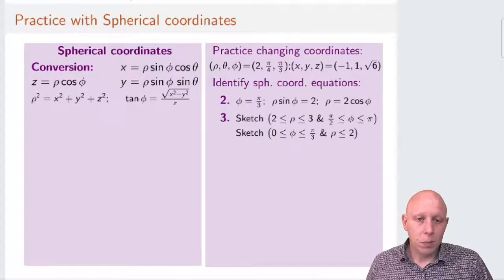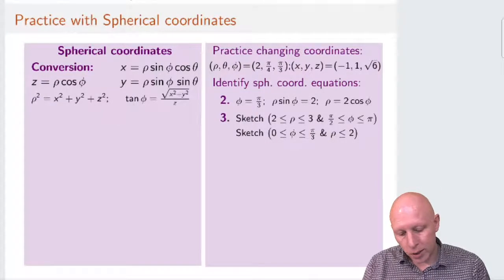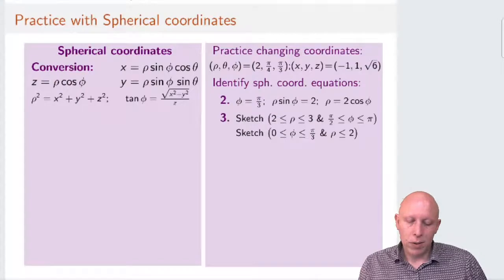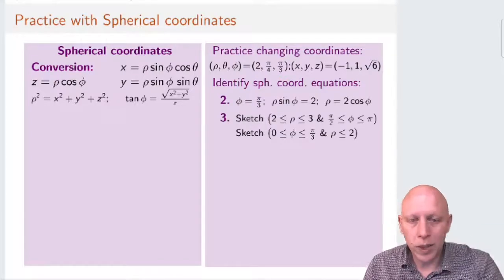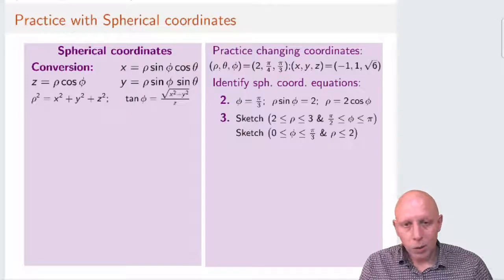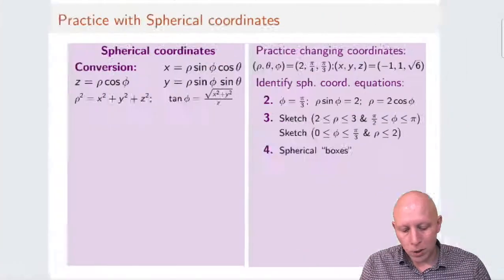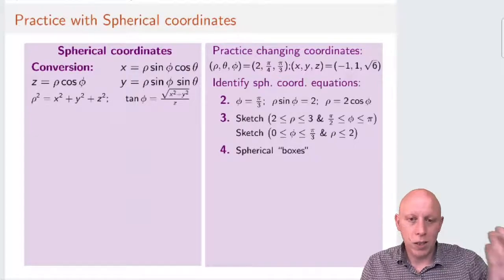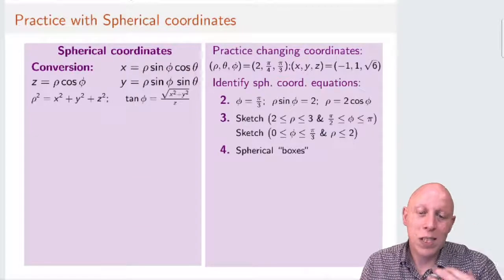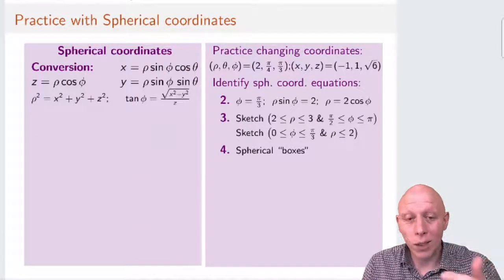All right, so let's get a little bit more practice here with spherical coordinates. We talked about converting between spherical coordinates and Cartesian coordinates, and now let's talk about two special types of things. We talked about cylindrical boxes when we talked about cylindrical coordinates. Now let's talk about spherical boxes.